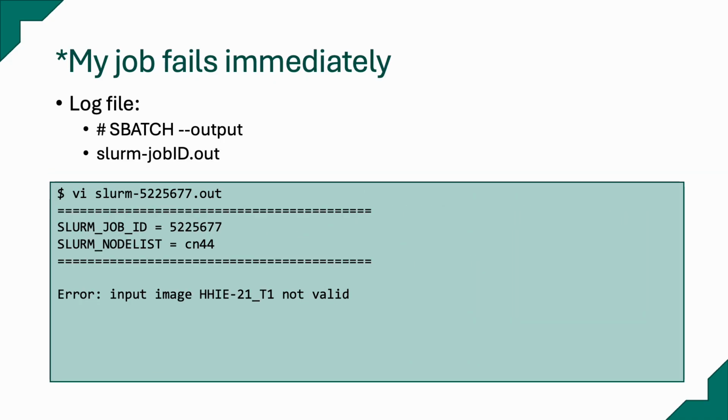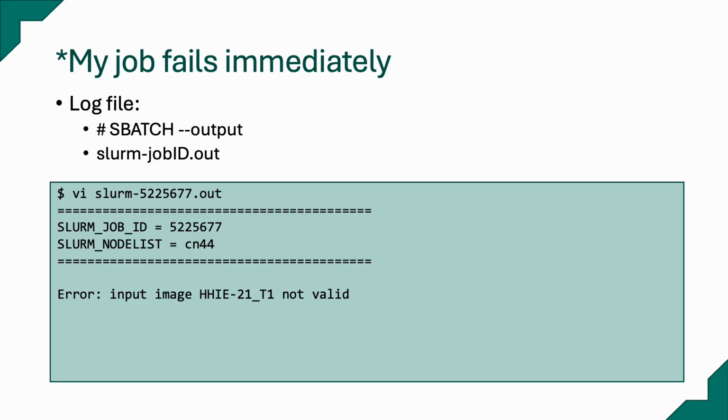Let's learn now how to troubleshoot jobs that start running but fail. A job can fail immediately without producing any useful output for many reasons. One of them can be a bug in your code. Looking at the log file will help you find out if that's the case.